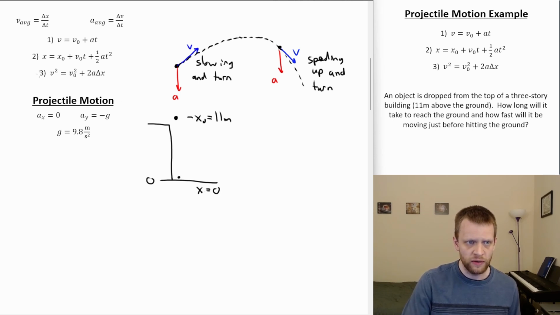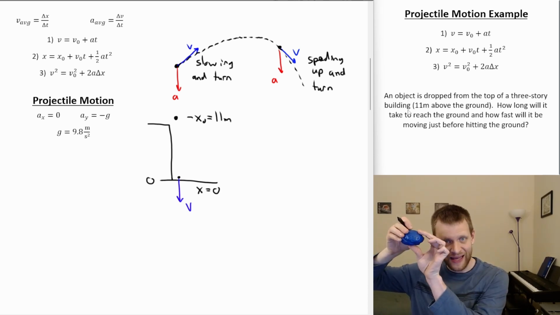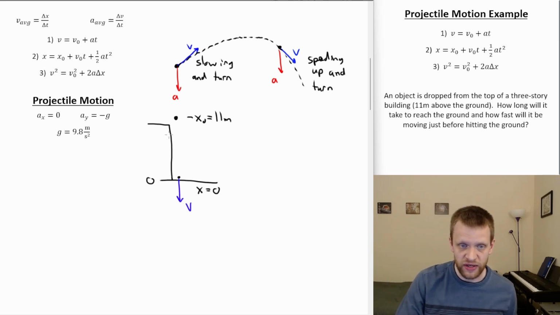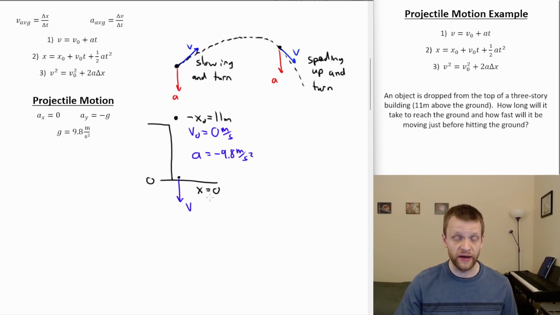We don't know how fast it's moving just before it hits the ground. But we do know that if I'm dropping the object rather than throwing the object, if I'm just releasing it, at that first moment that I release, the velocity will be 0. So our initial velocity is 0. And since this is a projectile, when I let this thing go, that acceleration in this vertical direction will be negative 9.8 meters per second squared. And again, we want to find out what the time is, how long it's going to take to reach the ground, and how fast it's going to be moving just before hitting the ground.